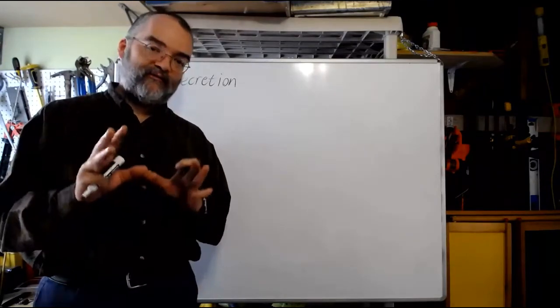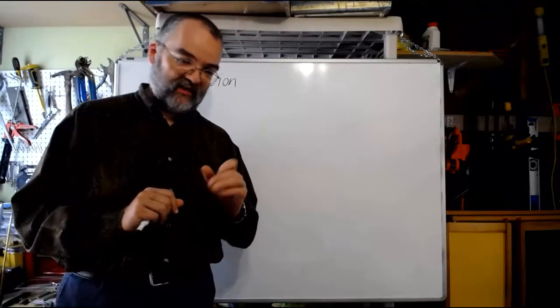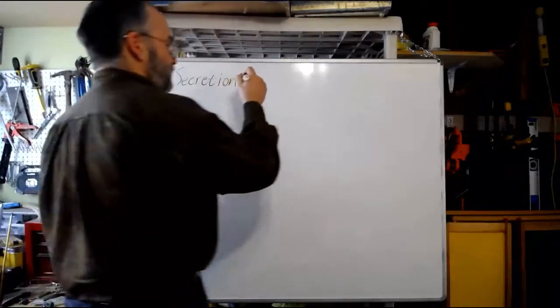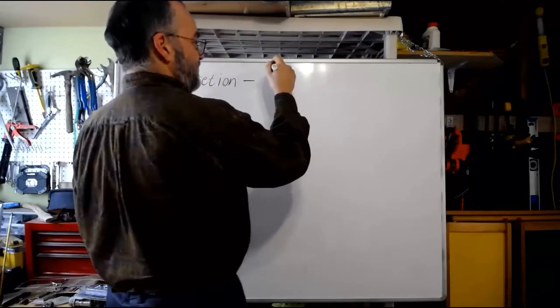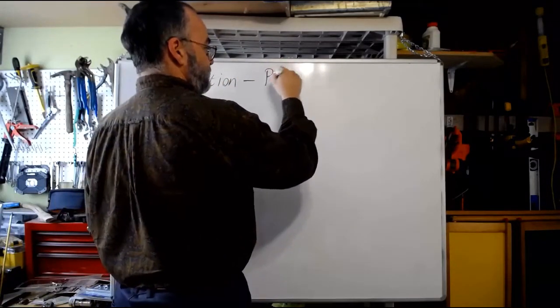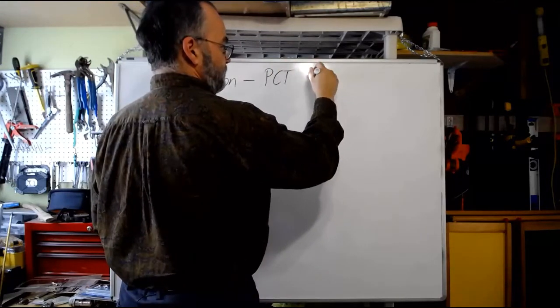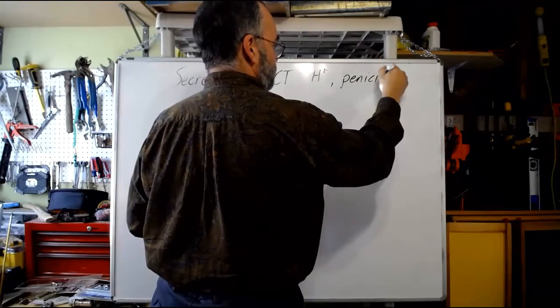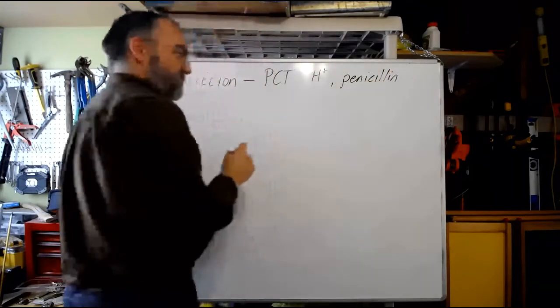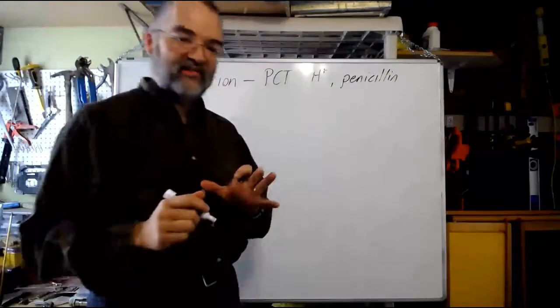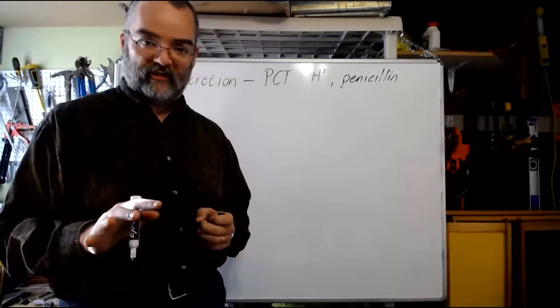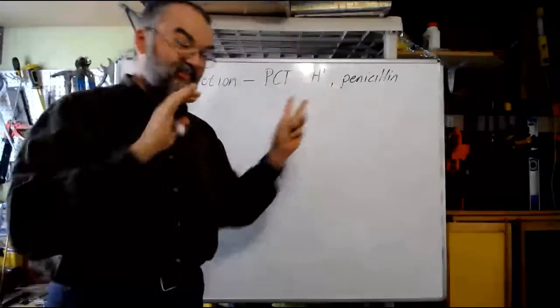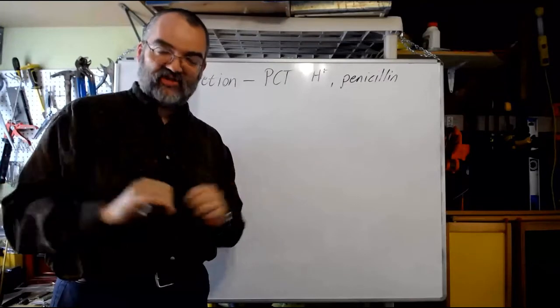We're going to look at a few specific examples of secretion. Specifically, we're going to look at, in the PCT, secretion of protons and penicillin, and then we'll mention a little bit more of secretion of a few other things. We're not even going to really get into the details on these, but this is just for some examples.